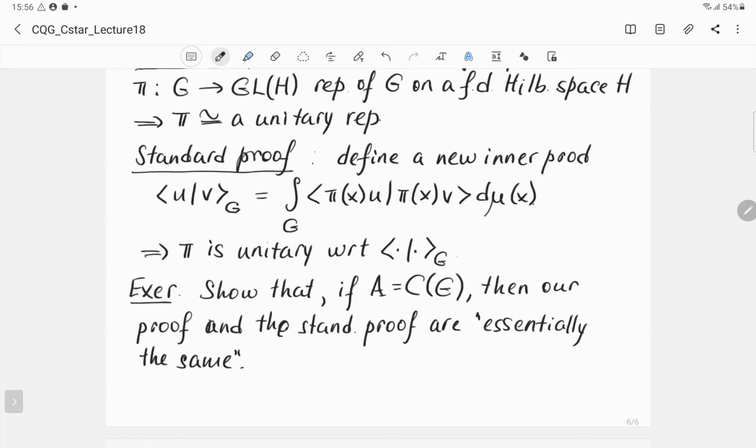So in particular, I suggest you understand what I mean by essentially the same. Formally, they are different, but they can be reduced to each other very easily. Okay.